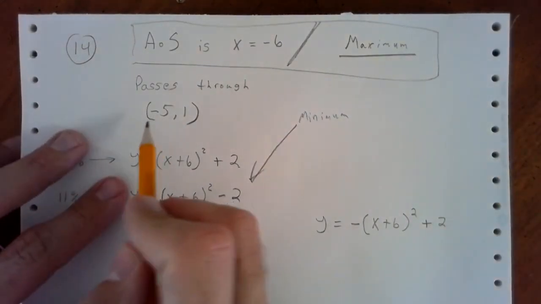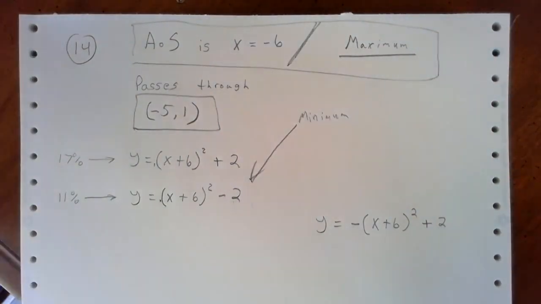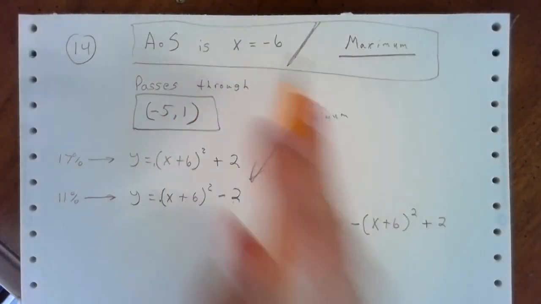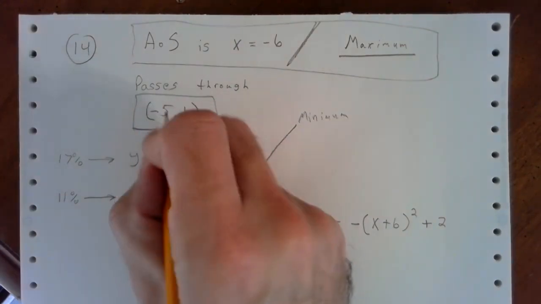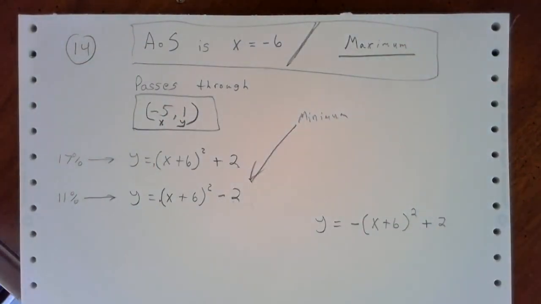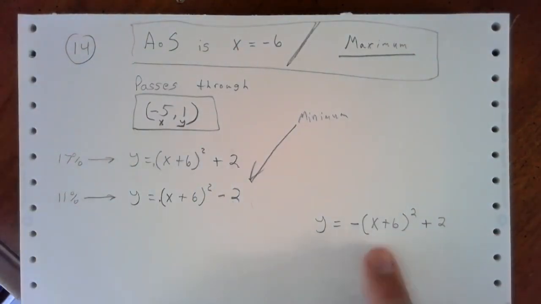Now you could have also solved this problem just using the passes through a point part, if you understood what that meant. So most of you just saw these 2 things and went with it. So -5 stands for x and 1 stands for y. So what we're going to do is plug in -5 for this x, and then hopefully we get 1 back for our y value.